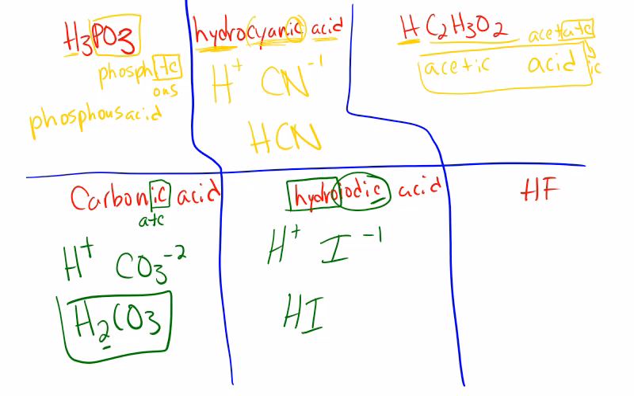And lastly, we have HF. We see that it is binary. It's not a polyatomic, so it's going to start with hydro. That might be a little difficult to see. We see that that's fluoride or fluorine. Ide changed to ic, so hydrofluoric acid.